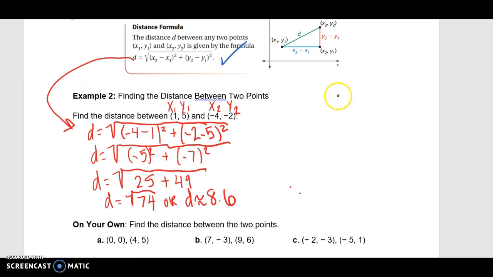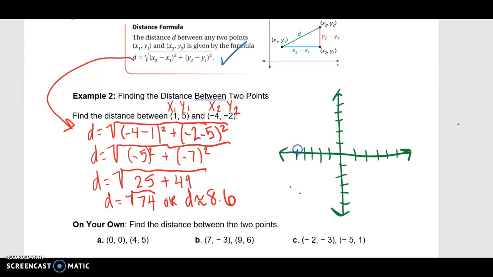But now I'm going to show you how to find the distance if you're looking at a graph. So the first thing I'm going to do is draw a graph out to the side. I'm going to put 5 tick marks: 1, 2, 3, 4, 5, and 1, 2, 3, 4, 5.